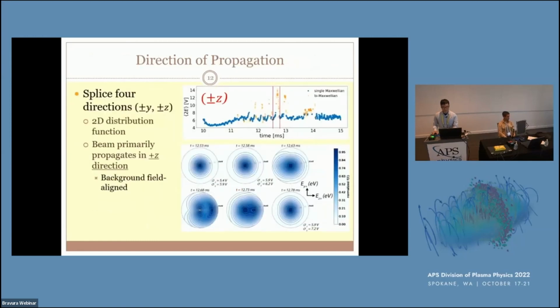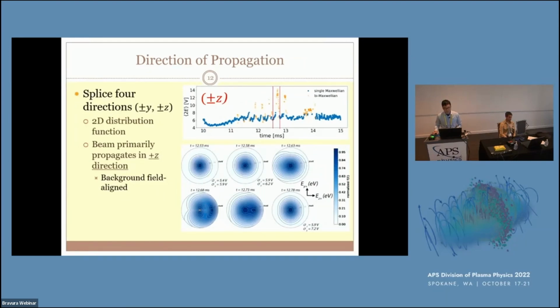Okay, we can take this one step further. Instead of looking along one direction, which is the z direction, we can splice the distribution functions along 4 different directions. Over here, we took the distribution functions in the y direction, which is when you're facing up and down, at the top and the bottom of the machine. Then we join that distribution function to the one in the z direction, and what we get is this kind of polar plot right here.